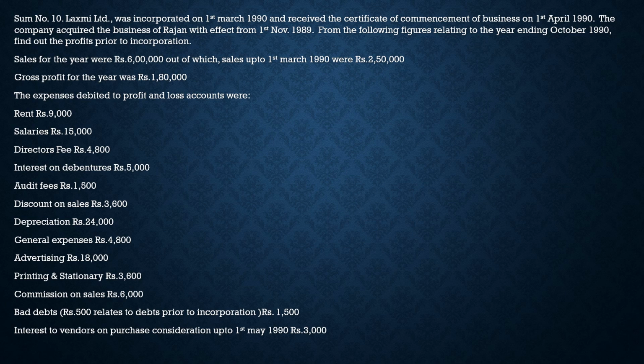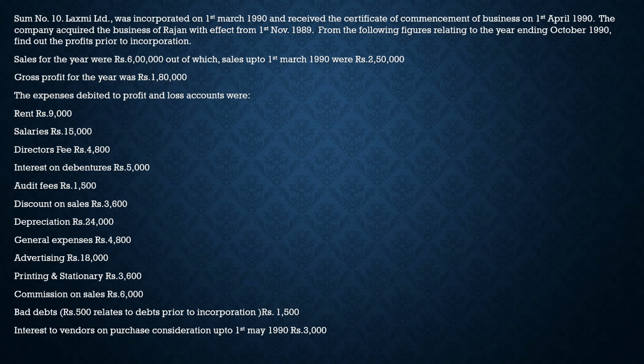Okay. Now, Lakshmi Limited was incorporated on 1st March 1990 and received the certificate of commencement. I told you in the first class itself, the certificate of commencement is ignored. Okay. Certificate of commencement is no use for us in the sum. Only the incorporation date is important. Then, the company acquired the business of Rajan with effect from 1st November 1989. From the following figures related to the year ending October 1990, find out the profit prior to incorporation.